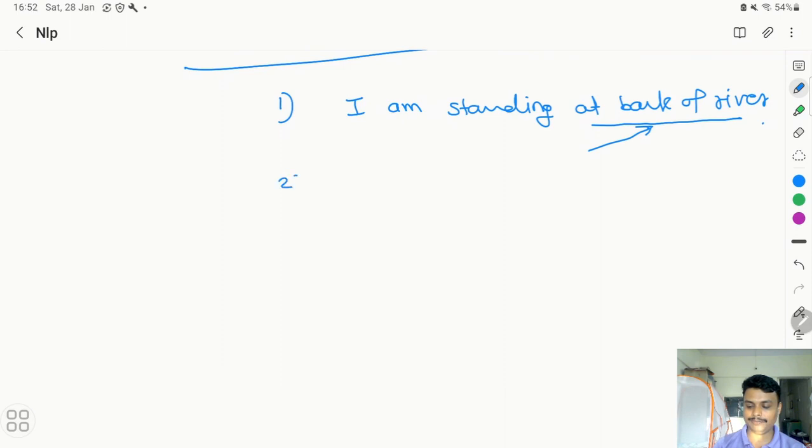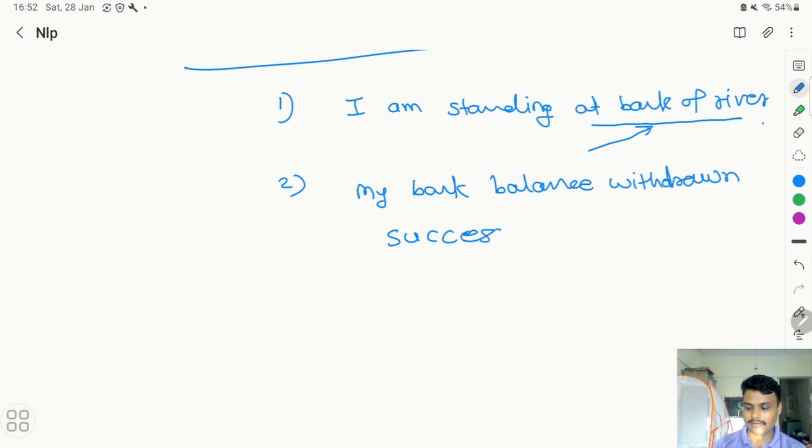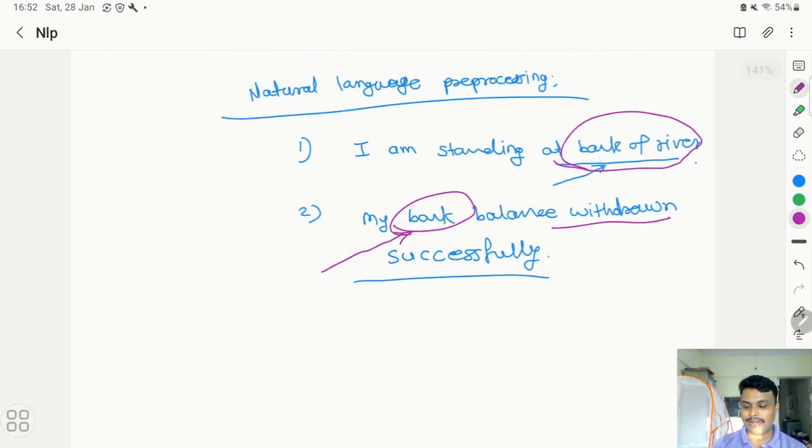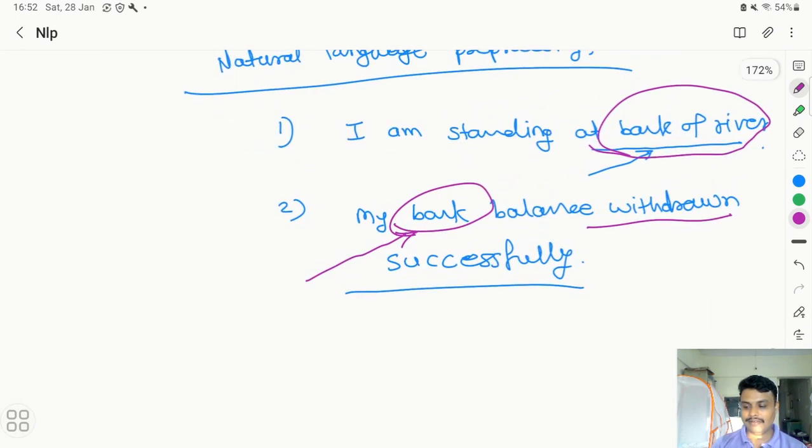And let me take another sentence: my bank balance withdrawn successfully. So as a human we can easily get to know the difference between bank. The bank of river is a totally different word meaning, and it has nothing to do with that bank word. It's related to the commercial bank. So as a human we can easily predict that this bank is totally different from that bank. But before 2015 there was no such artificial intelligence model which could make a difference between bank of river and bank balance.